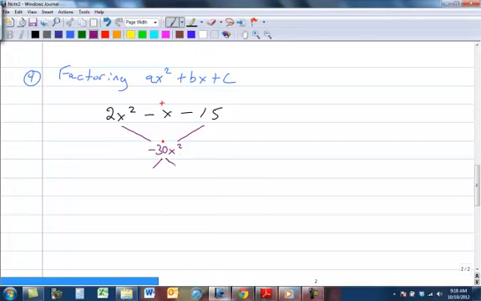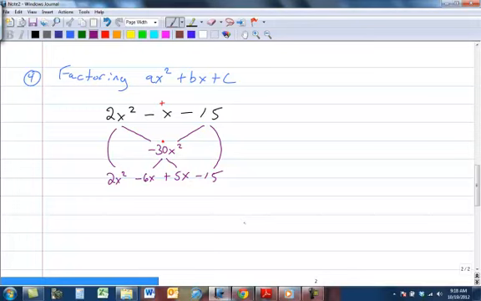And you're going to split that off. You're going to get negative 6x plus 5x. Y'all with me? That multiplies to negative 30 but adds up to negative 1. So that's step 2. Step 3. Bring the ends down. Or bring the wings down. So this is 2x squared minus 6x plus 5x minus 15.